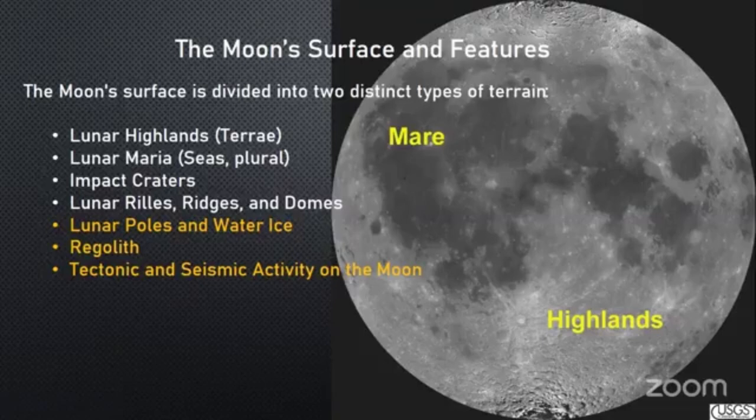Then we also have the impact craters, the lunar ridges, the rilles and domes. Then we also have the lunar poles and water ice, the regolith, and the tectonic and seismic activities on the moon. These other three I'm going to be talking about in my next episode, but these other four I'm going to be explaining right now.